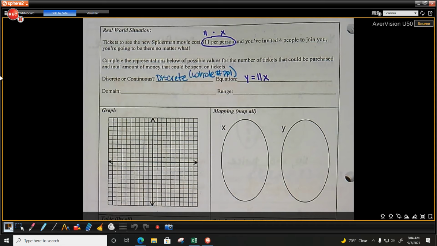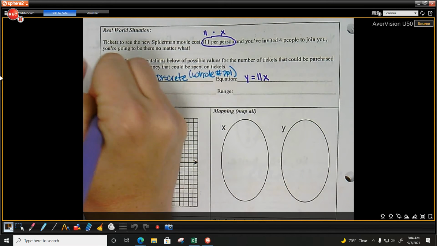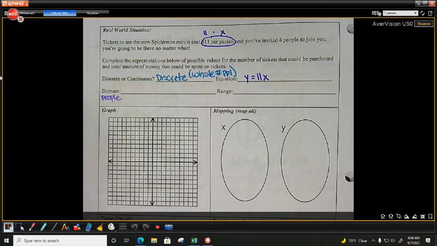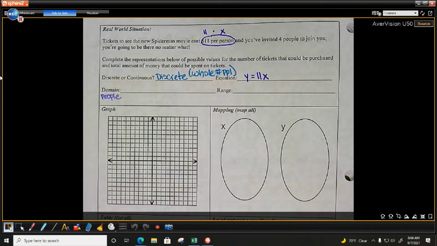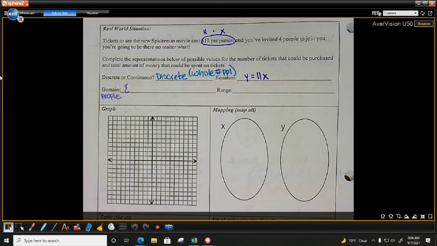Okay, domain is x, which is my people. Okay, because you first have to know the people to then know how much it costs to go to the movies. Okay, so since it's discrete, are we going to write a list or an inequality? A list, so do your curly bracket. Okay, your set symbol.